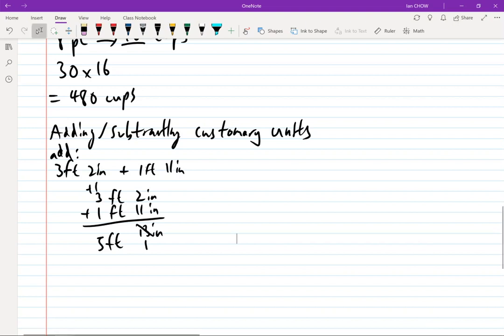And so let's try another one. We want to subtract.